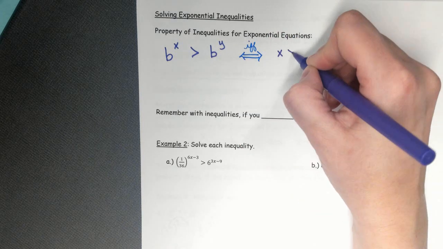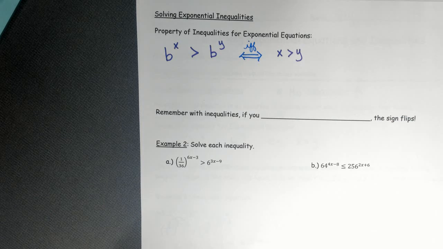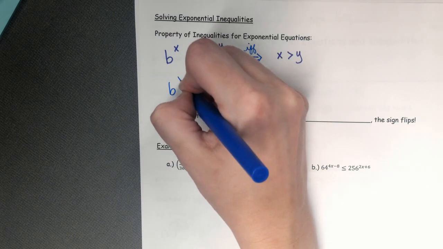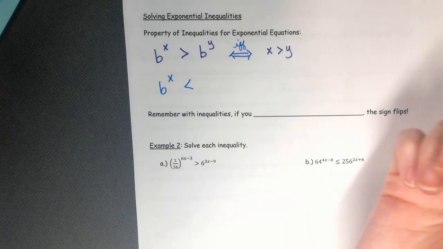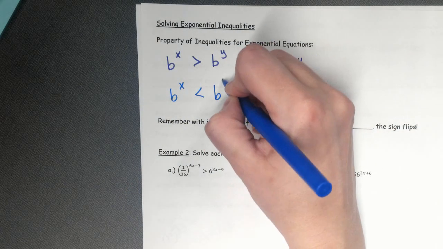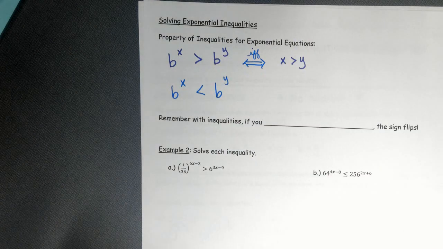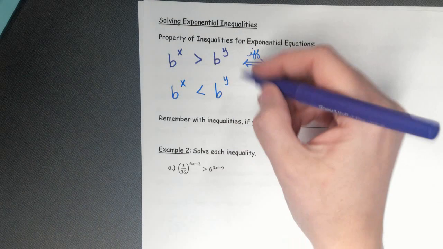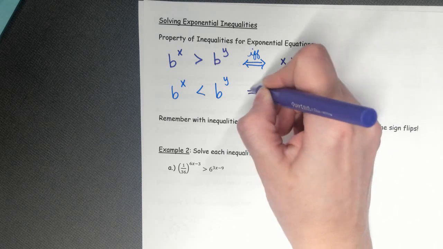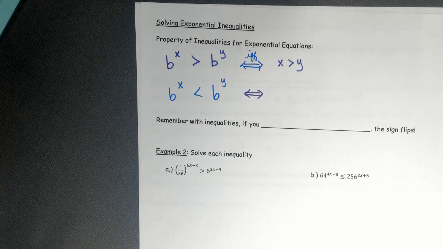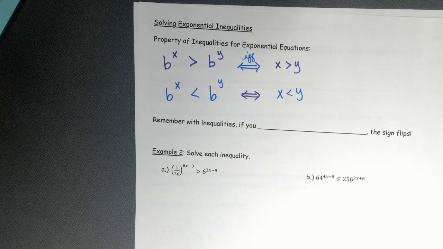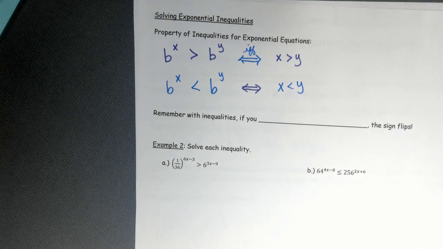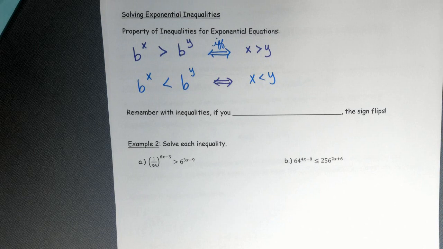Okay, so if you have that, keep the sign. So if it's greater than, x is greater than y. Okay, and then the same thing holds true if it's less than, and the same thing holds true if these have an equal to, so you just apply that. So if you have b to the x is less than b to the y, that's going to be true if and only if x is less than y. Okay, and again, if there's an equal to, that's going to follow as well.